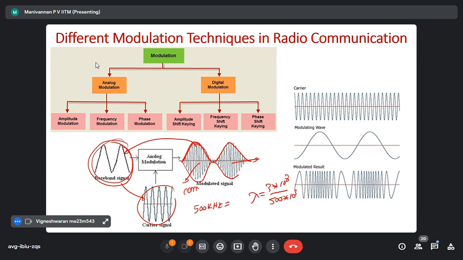So you have lambda equal to 3 into 10 power 8 divided by 5 into 10 power 5. How much is that? 600 meters. Right? We said that minimum the antenna should have half of that length. This is lambda by 2, which should be the length of the transmitting antenna of the radio station.